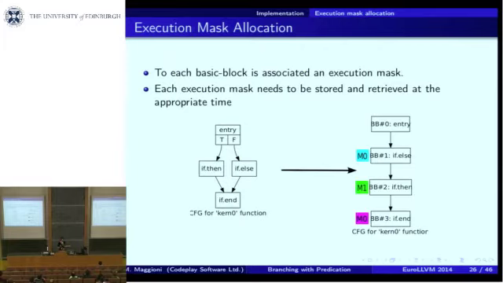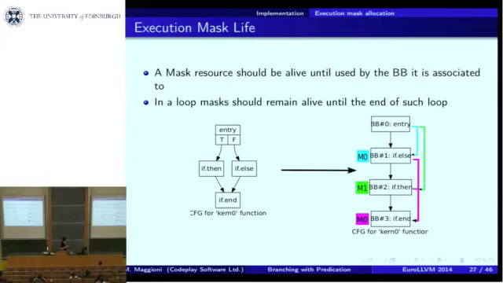And each mask is basically a value, so it needs to be stored somewhere, and then you need to retrieve it at the right moment in order to load it when the execution of the basic block starts. And the life of the mask is defined. It starts from the predecessor. The predecessor defines the mask for the successor: so this should execute or this should execute. And this value should be alive until it's consumed by the basic block that needs to run.